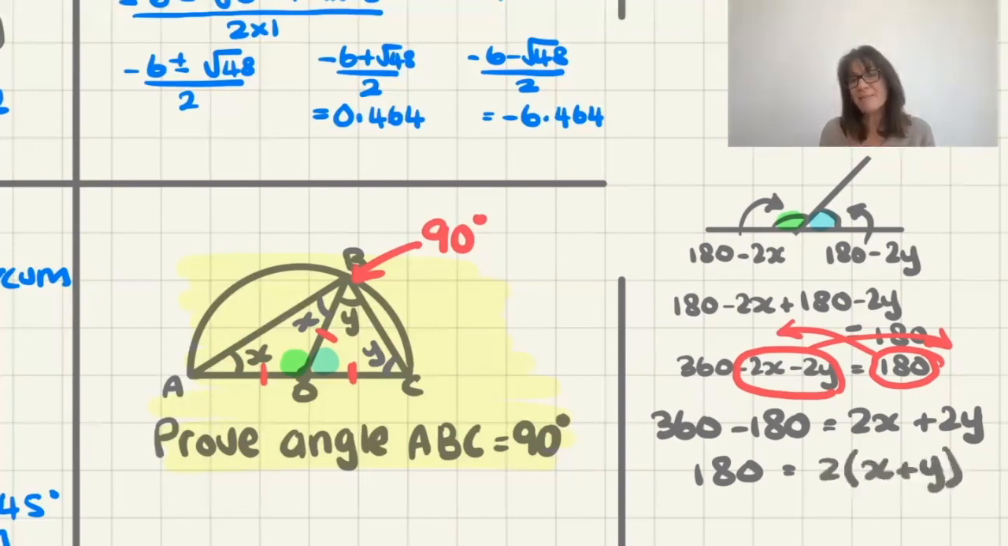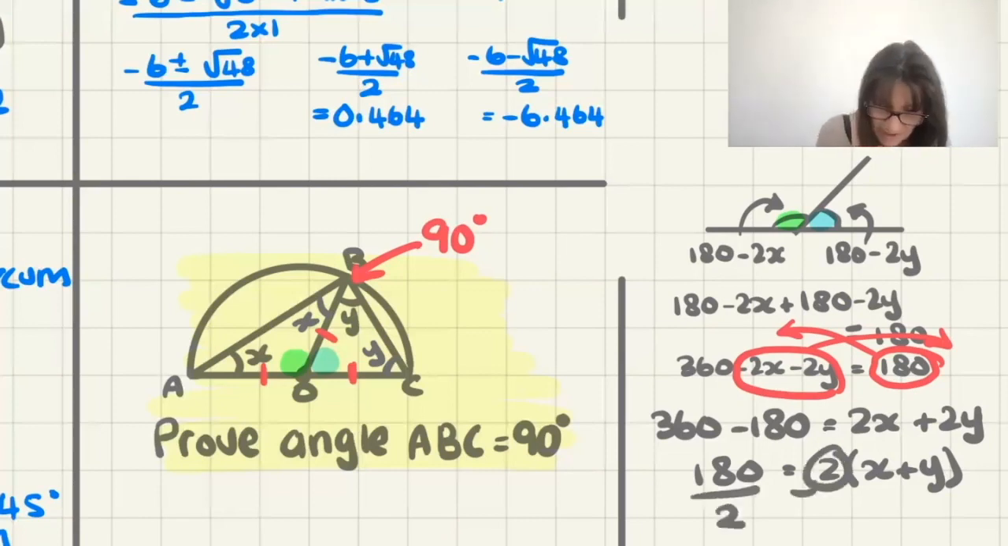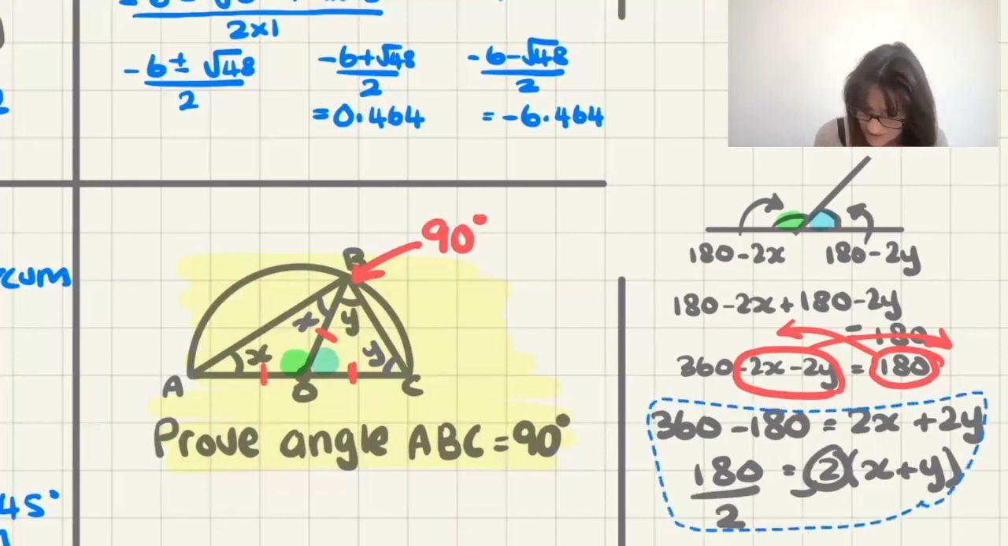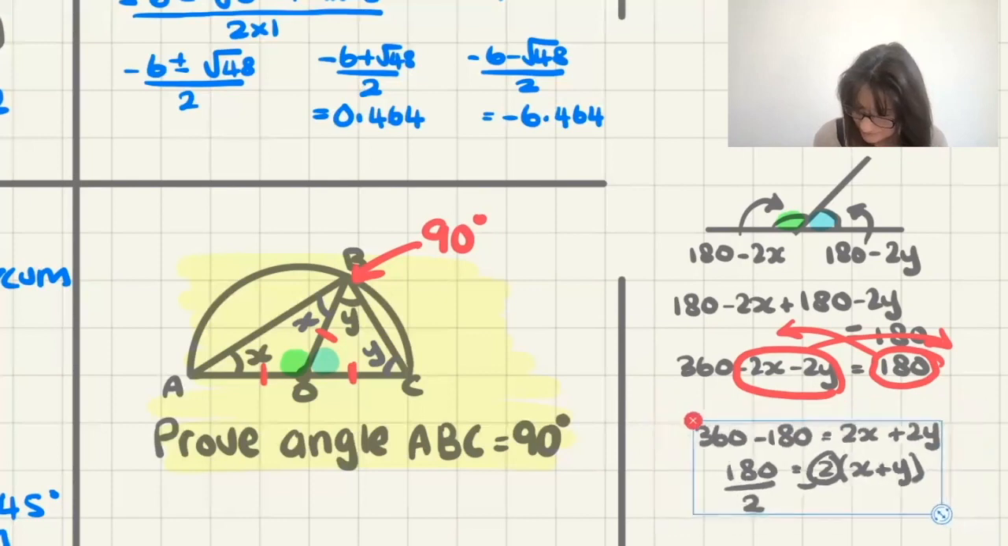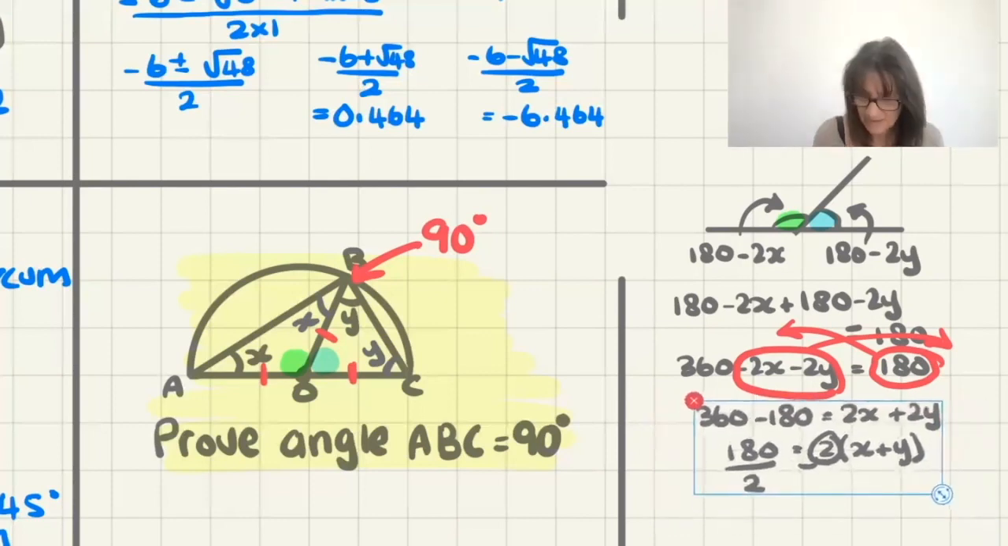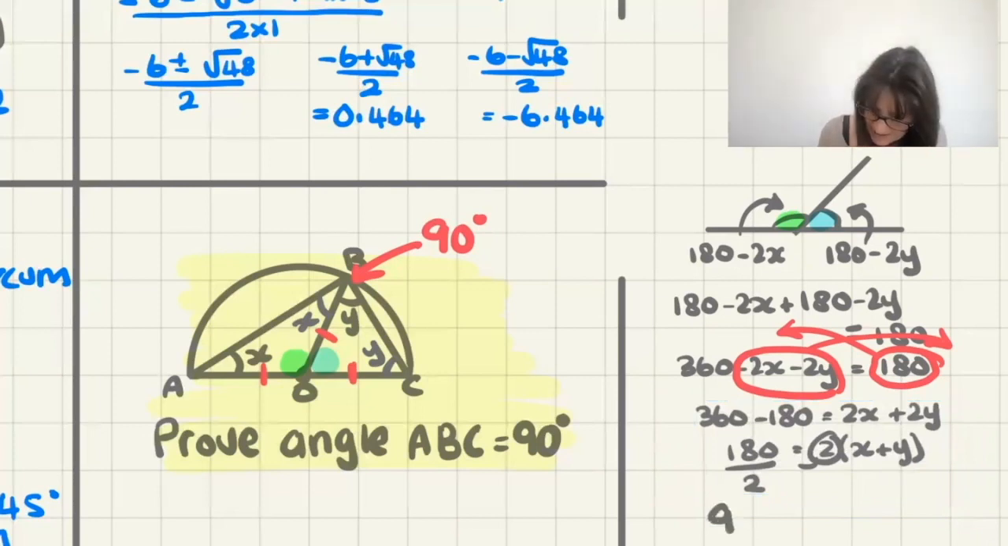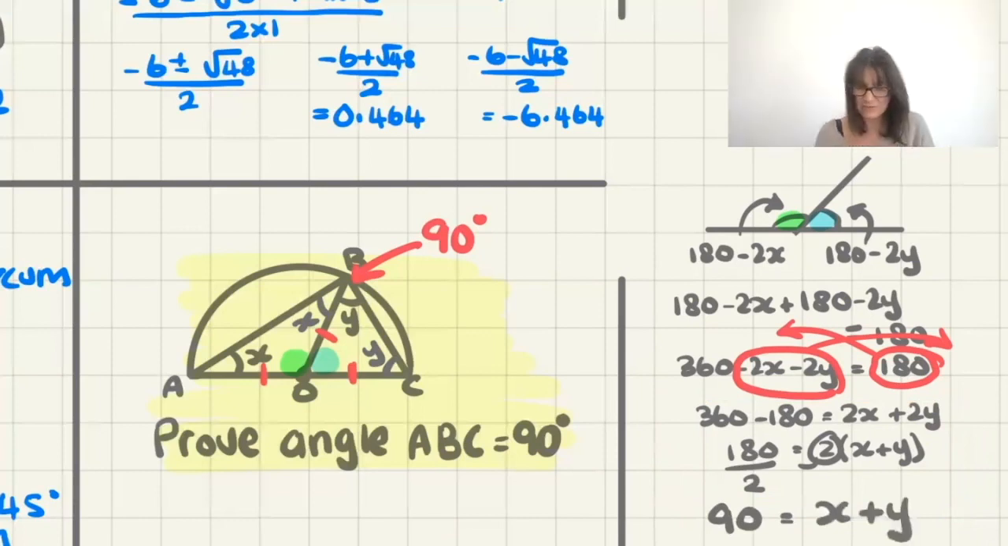Once I've done that, it means I can actually move the 2 to the other side, which really brings that x and y down by itself. So I'm going to divide that by 2. And again, I'm going to make that a little bit smaller so I can squeeze the rest of it on. Here we go. When I do that, I get 90 on that side, and then I get x plus y on that side. And that's exactly what they wanted me to do.